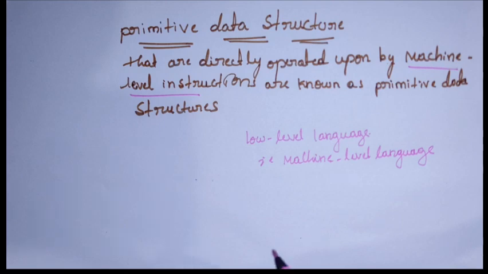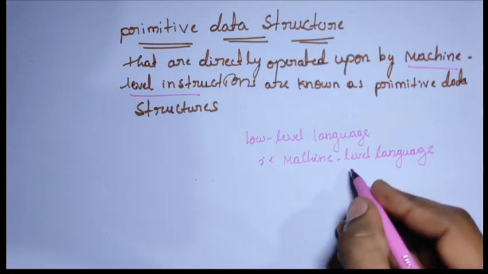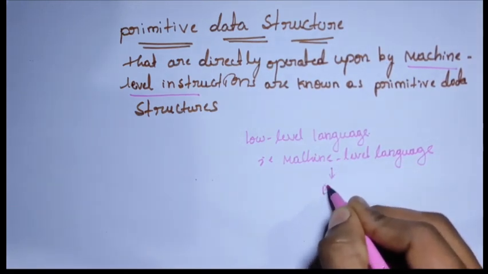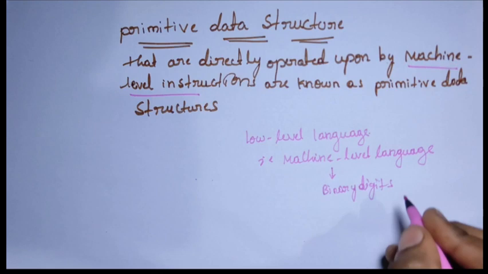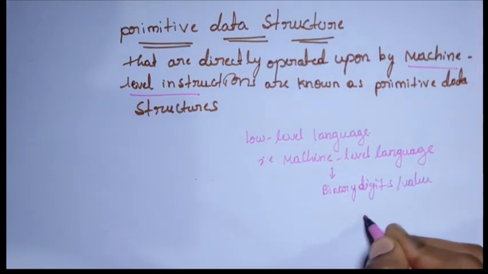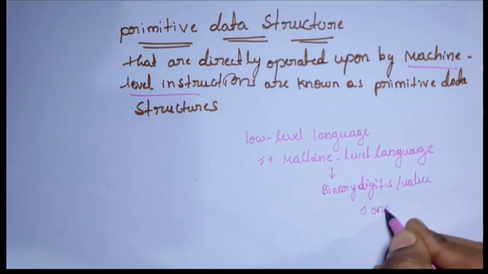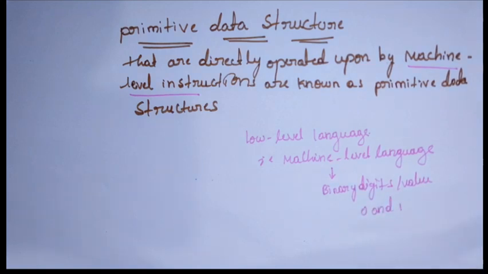So here we are operating directly upon by machine level instruction. Machine level language means binary digits or values, that is 0 and 1, otherwise also called off and on. This is the only language the machine can understand. Those directly operated upon by machine level instructions are known as primitive data structure.